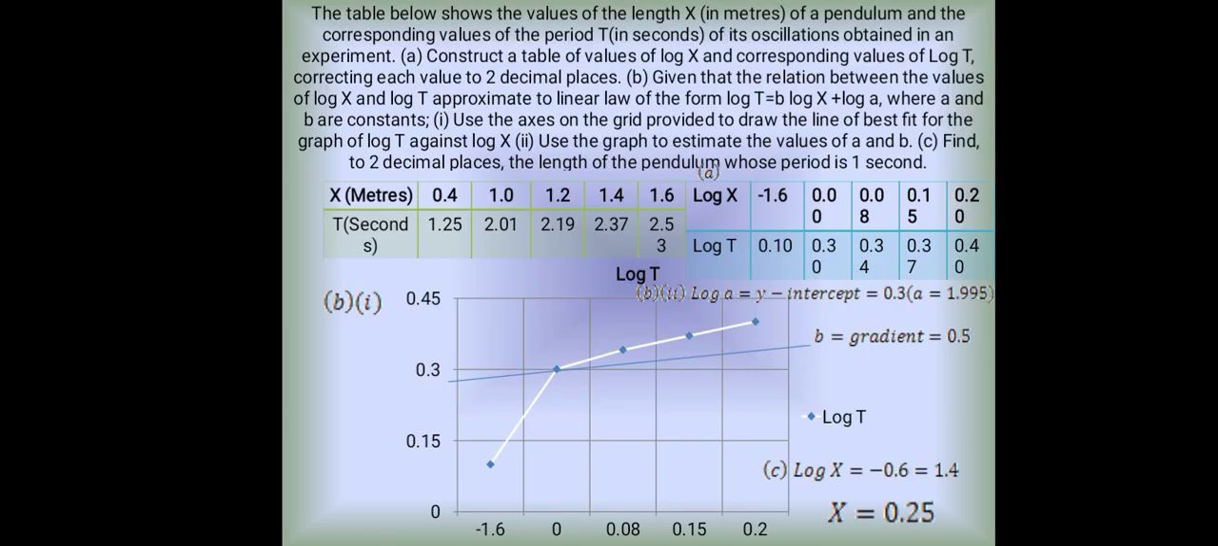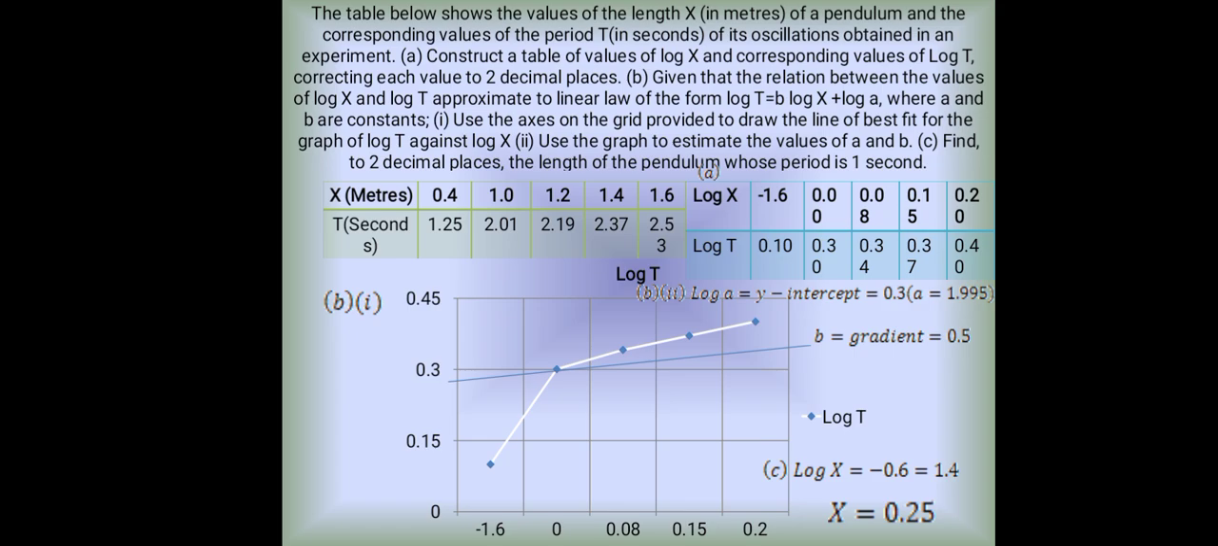The table below shows the values of the length x in meters of a pendulum and the corresponding values of the time t in seconds of its oscillations obtained in an experiment. A. Construct a table of values of log x and corresponding values of log t, correcting each value to two decimal places.